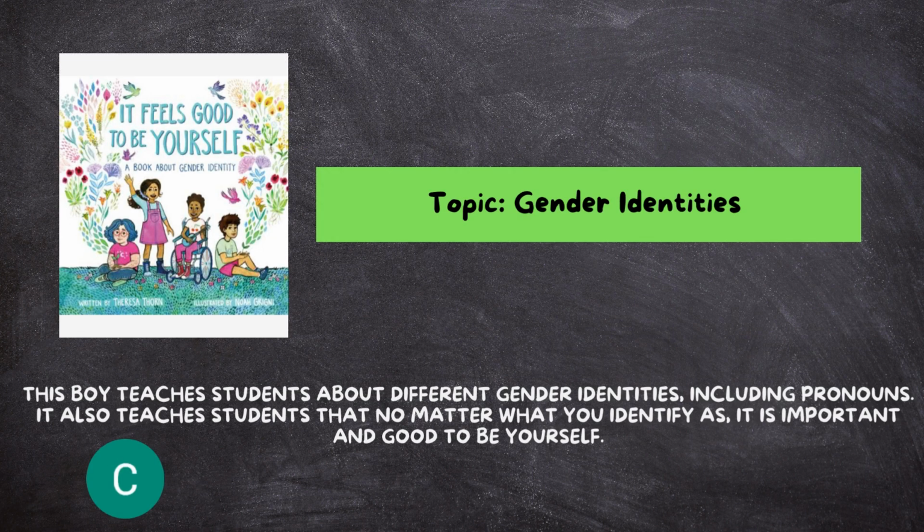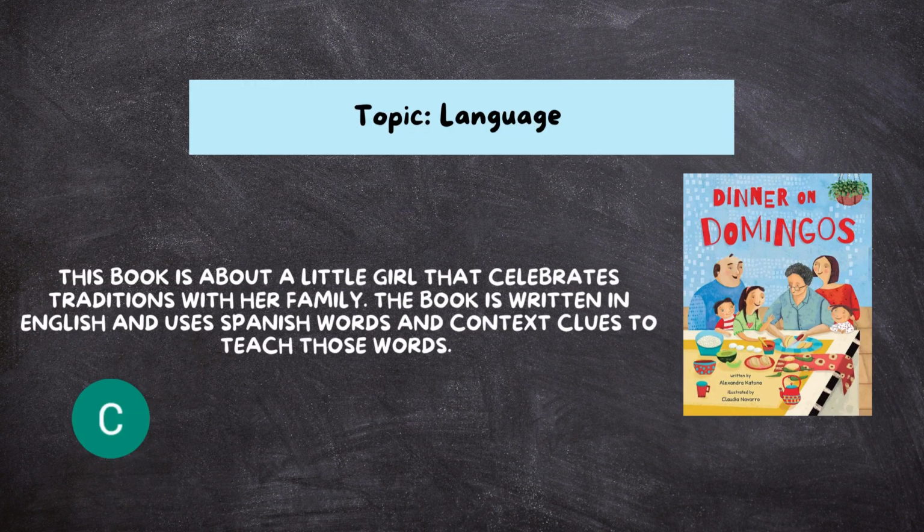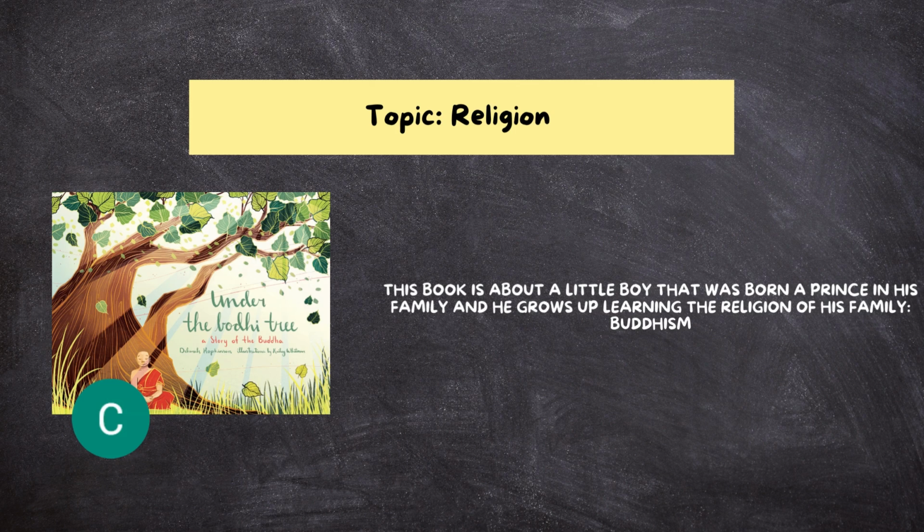The book, It Feels Good to Be Yourself, is a book about gender identities. This is something that teaches students different gender identities, the definitions, and the pronouns. This is important to teach children that even if you hear somebody that is different than you or goes by one of these pronouns, it is good to be yourself and it's good to treat them with respect as well. A diverse book on language is a book about a little girl that celebrates her family and their Spanish traditions. The book is written in English, but it uses Spanish words and teaches those words through context clues. A diverse book I found on religion is called Under the Bodhi Tree. This book explains about a little boy and his family that practices Buddhism.